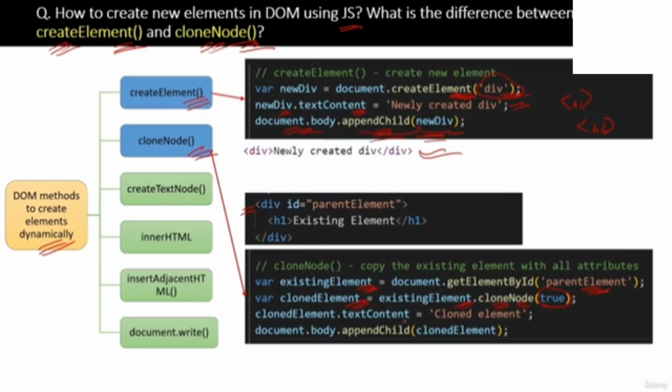Then similar to createElement, we are setting the text content and appending it to the DOM, and the final element will look something like this. The clone element will have the same ID as the parent element, because why? We cloned it, right? That's why. So that's the difference. createElement is used to create the new fresh element, and the cloneNode method is used to create a copy of the existing element. That is the answer of this question.